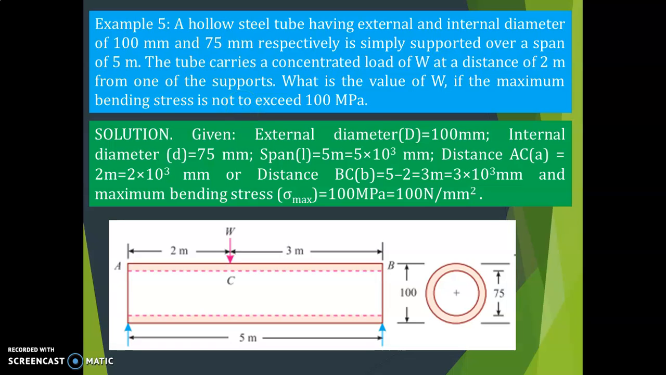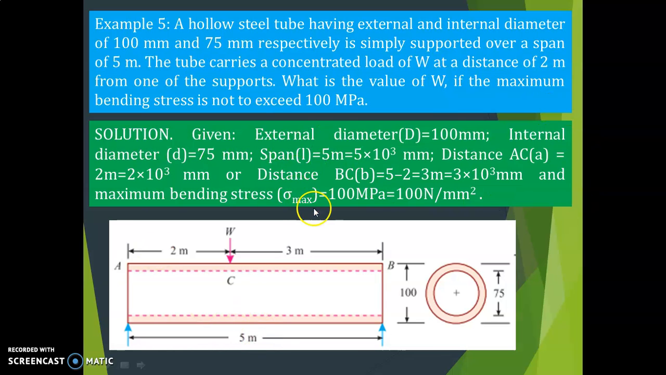Again, here also in this problem it is asked to calculate the concentrated load W, the value of the load W. It is given that W is located at a distance of 2 meters from one of the supports, and 3 meters from the other support, because the total span is 5 meters.